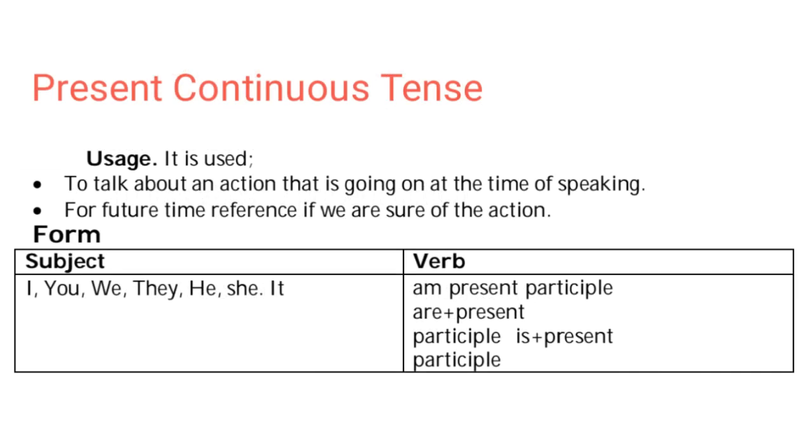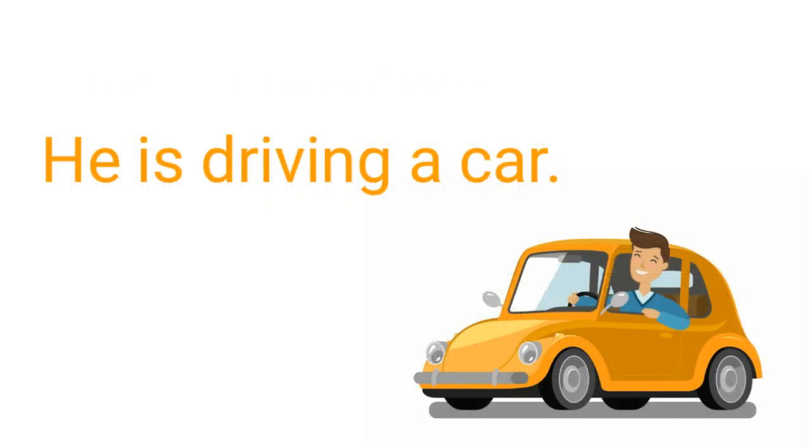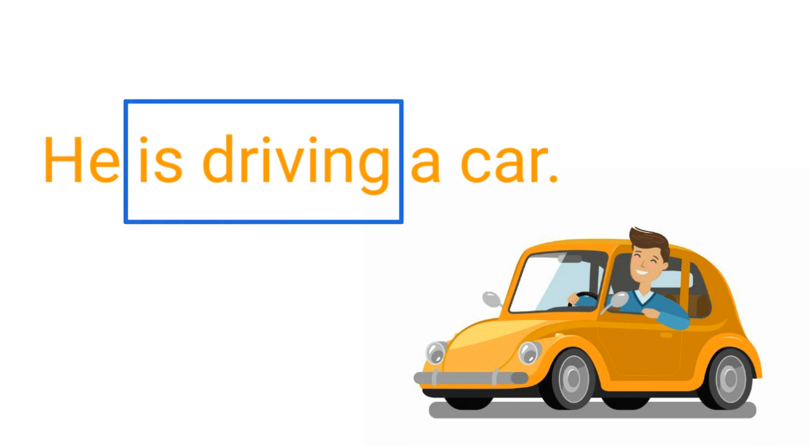We are moving to the next, present continuous tense. First of all, we can look at the verb form. Along with the subject, we should use am or is or are plus the present participle form. That means the ing form of the verb. Okay? Then the usage. It is used to talk about an action that is going on at the time of speaking. Example, he is driving a car.